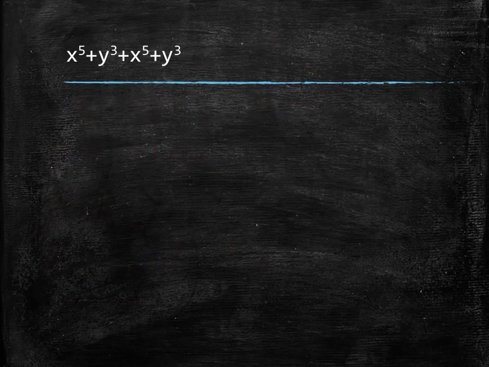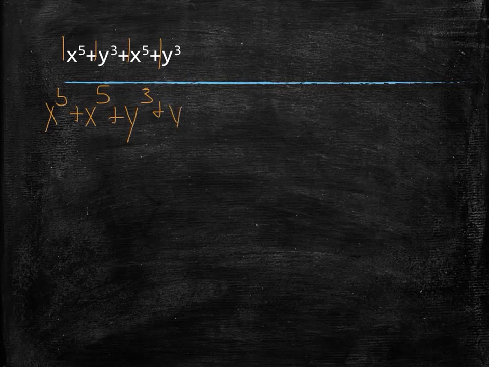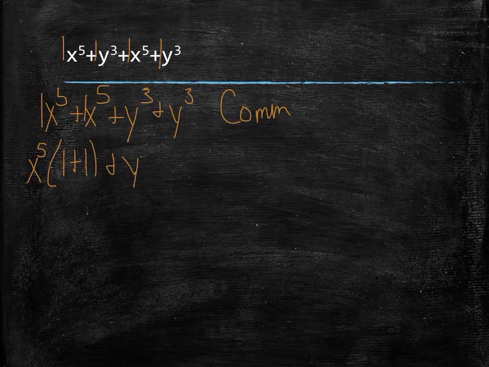Let's look at this one. Now remember, if there's not a coefficient in front of it, it's like there's a 1 right in front of them. So here I have x to the 5th power. I'm going to use the commutative property to write plus x to the 5th power plus y to the 3rd power plus y to the 3rd power. That's the commutative. Now I can add these. So that's x to the 5th power times 1 plus 1, plus y to the 3rd power times 1 plus 1. That's the distributive property.